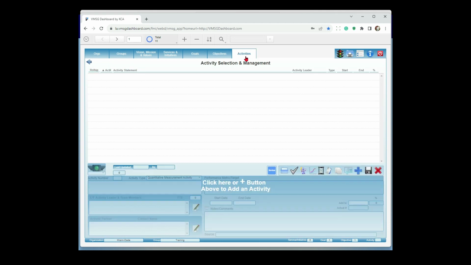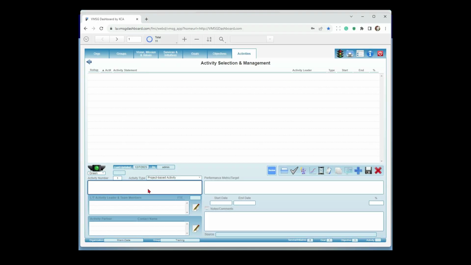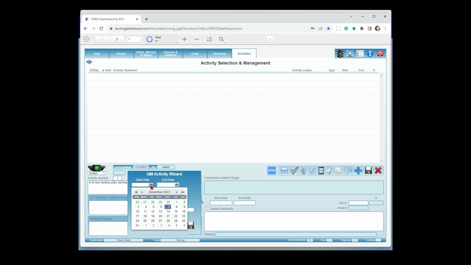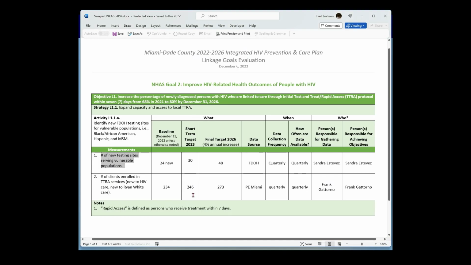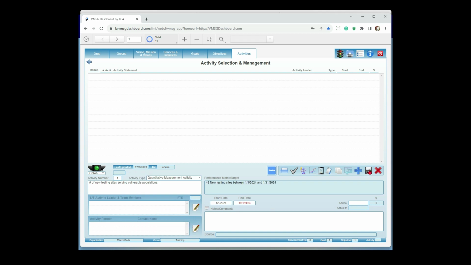And then underneath that, we would have the activities. Again, if it's possible to just reword that a little bit to make it an action, it'd be okay. But if not, this is fine. Number of new testing sites, and then we were talking about a number, so I'd make that a QM activity. I'm just going to put some random dates in here for now. What was our target? Was it 48 over the period of time? Decimal, and it would be new testing sites. Save that.